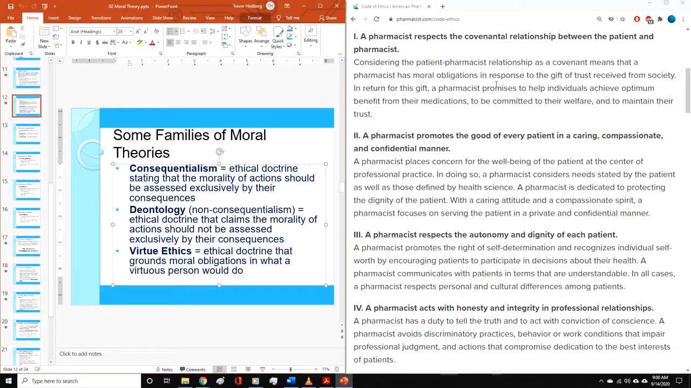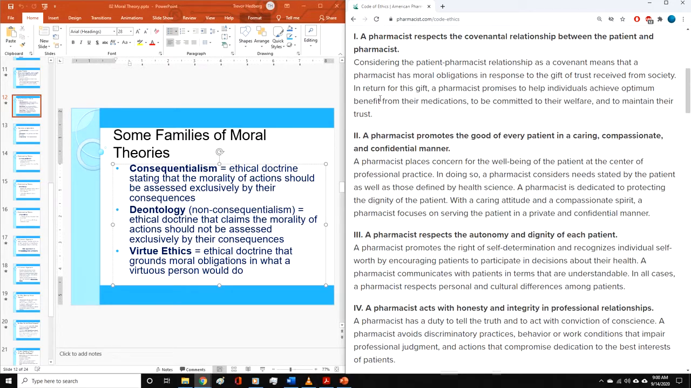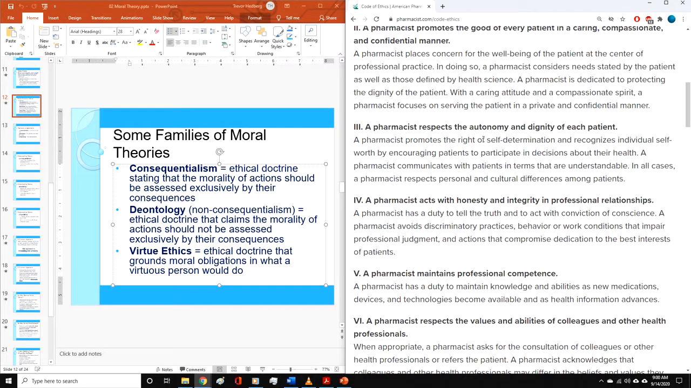Now, interestingly, if you look at their explanation, they do point out that part of the reason for having this gift of trust is that you're supposed to be helping them obtain optimum benefit from their medications, be committed to their welfare, and maintain their trust. So there are a couple of outcome-based considerations mentioned here, but the core principle is a deontological principle.